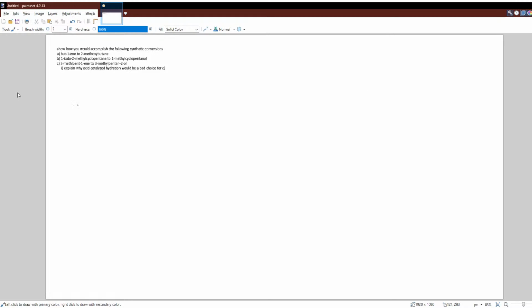Okay, cool. So 3-methylpentene and 3-methylpentan-2-ol. Wait, how can you have pentan-2-ol? I could have a 2, 3. There should be at least a 1. Wait, is that a misprint? Isn't that the same thing as 2-methylpentan-1-ol? Oh, it's not a ring. It's not a ring. 1, 2, 3, 4, 5. Okay, so pentan-2-ol.